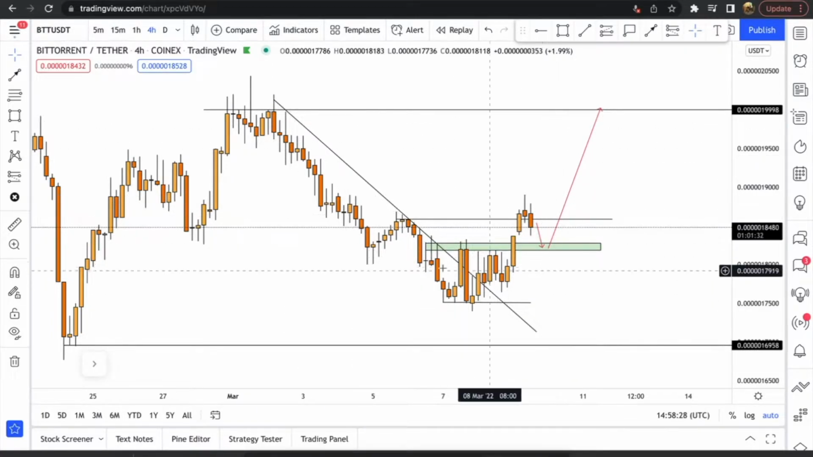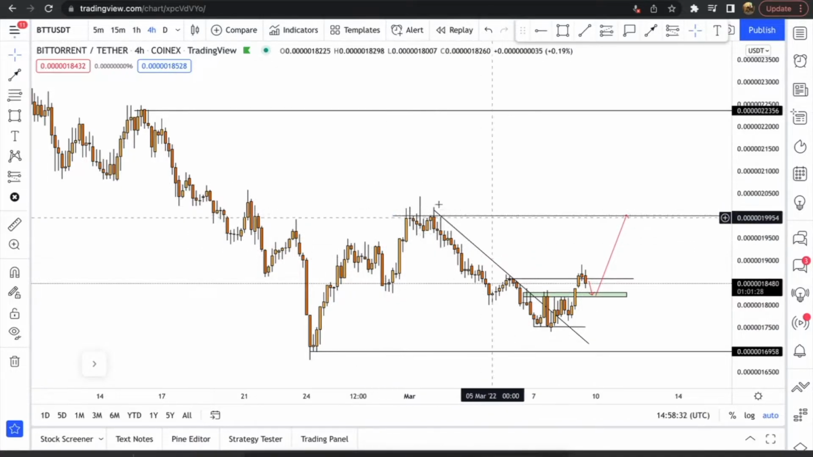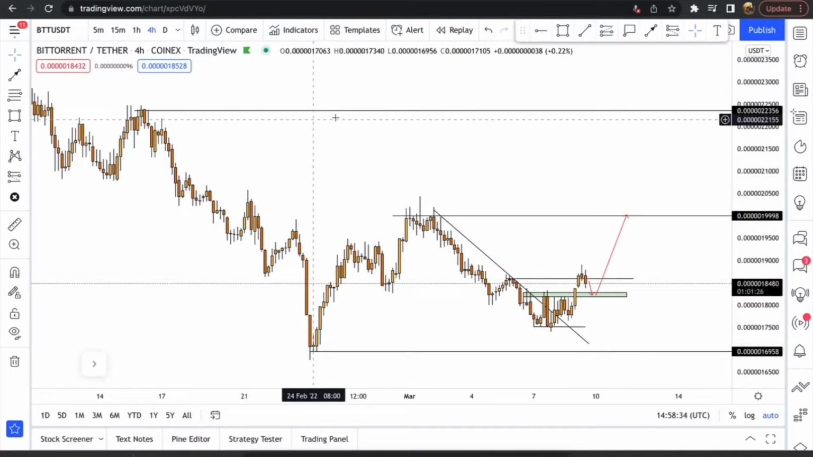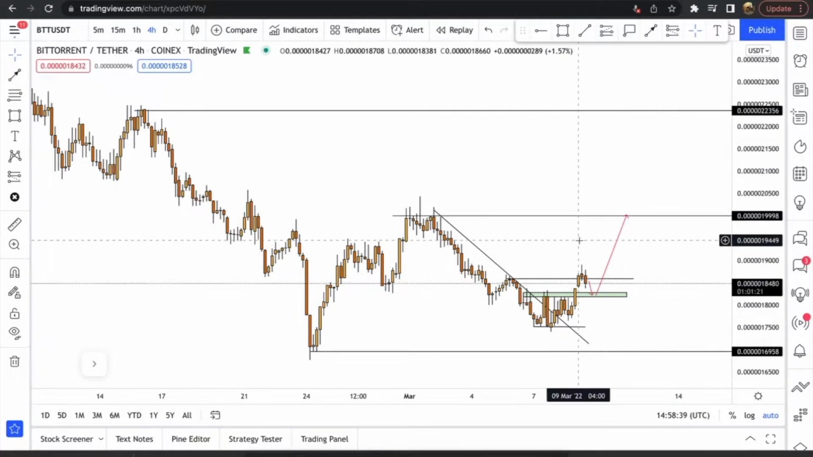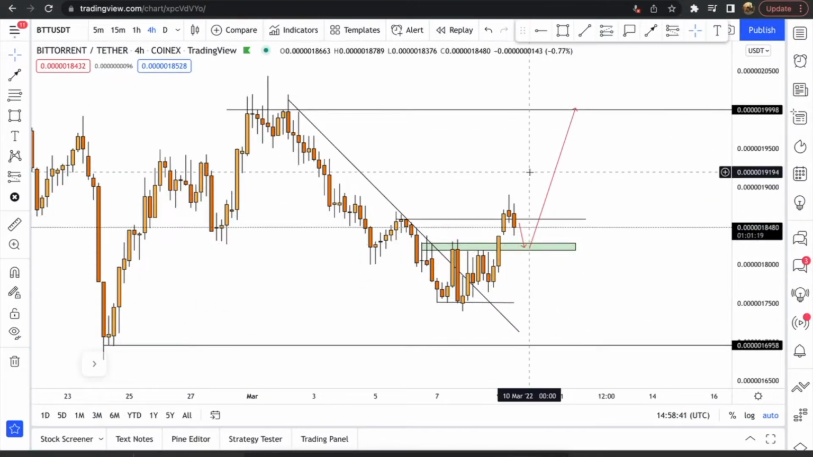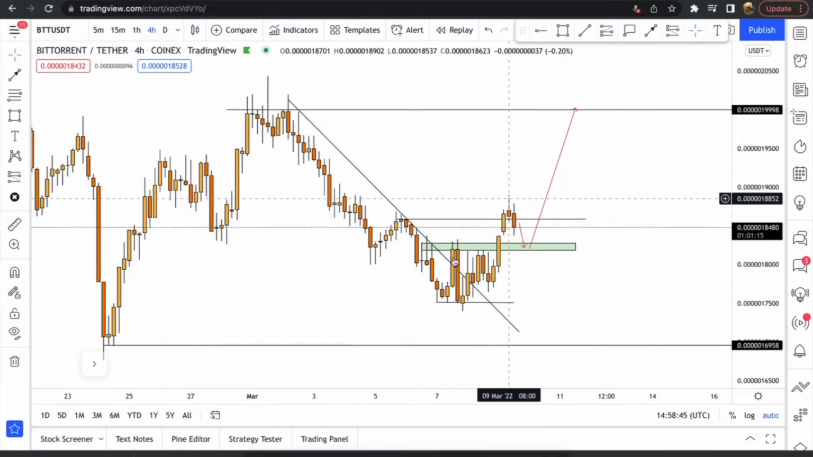And if so, we'll be looking good when we come into this level, because then you can start looking at these higher areas of resistance. You can start looking for your long opportunities. There's not really too much to say about it. I'm just going to keep this pretty short and sweet for you, but it's looking fairly positive.